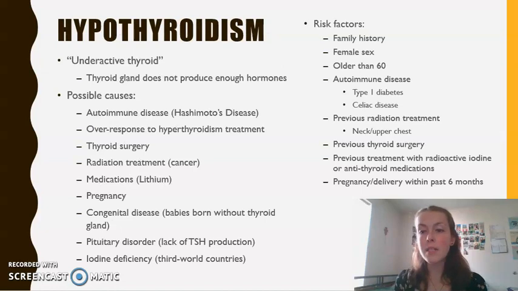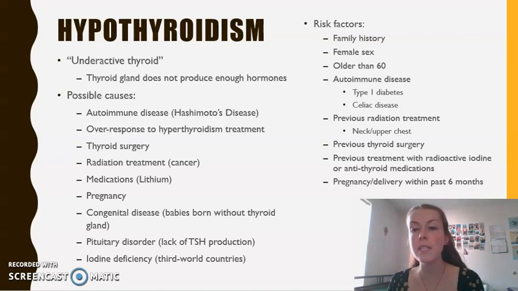On the opposite end of the spectrum, we have hypothyroidism. That is your underactive thyroid, where there is not enough thyroid hormones being produced. Possible causes of this: it could also be caused by autoimmune disease, specifically Hashimoto's disease in this case. It could be an over-response to hyperthyroid treatment, where we're trying to suppress those thyroid hormones, and then we do it a little too well, and then there aren't enough.